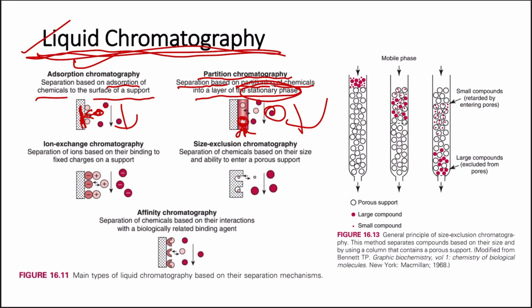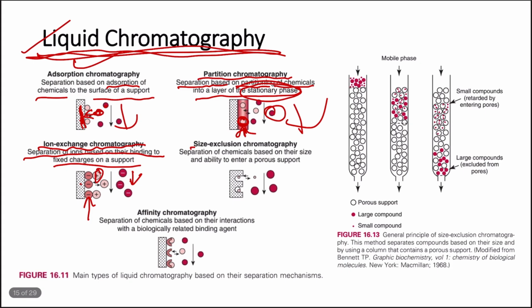Then we have ion exchange chromatography. Here there is the separation of the ions based on their binding to the fixed charges which are present on the support. Here you can see on the support we have the negative charges, so it will be attracting the positive charges and they are getting bound to the stationary phase. On the other hand, the negatively charged analytes which are present in the sample will be going along with the mobile phase and will not be getting adhered to the stationary phase.